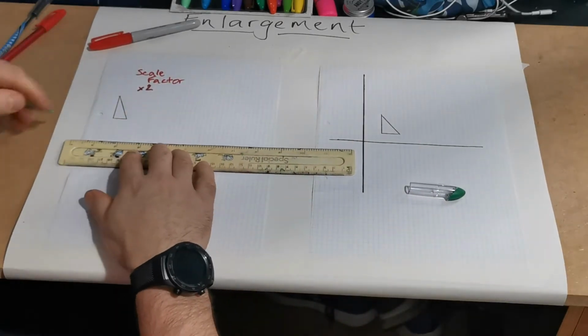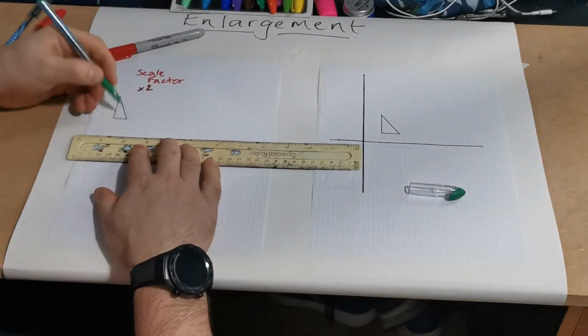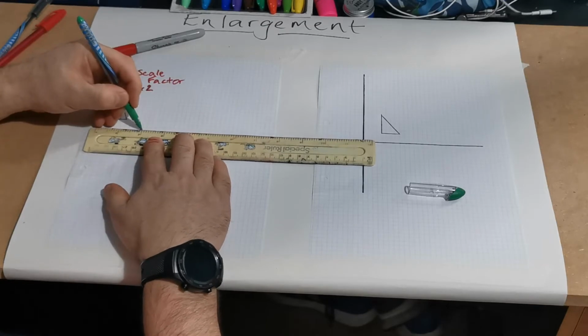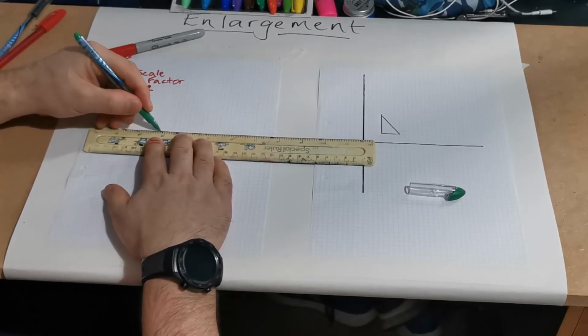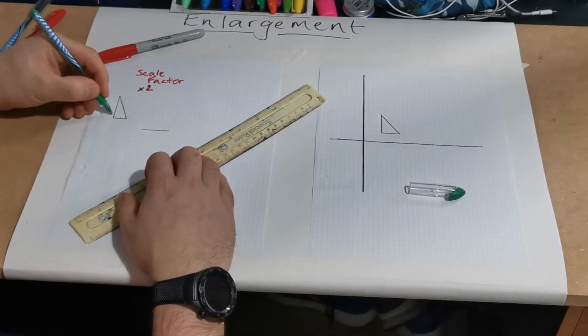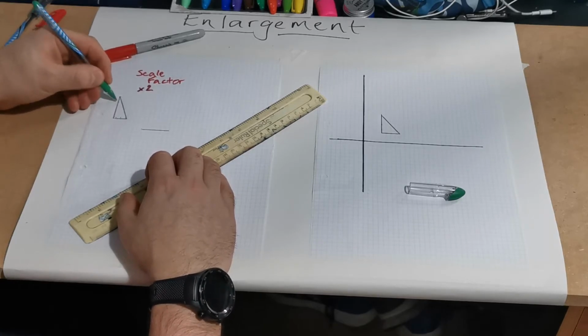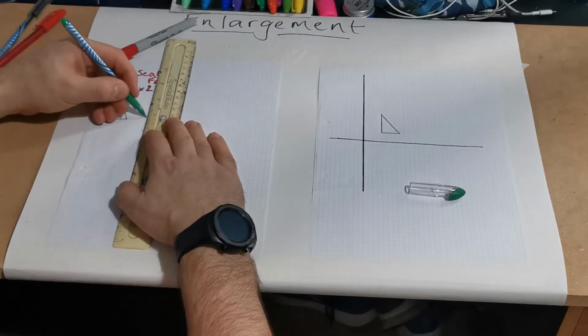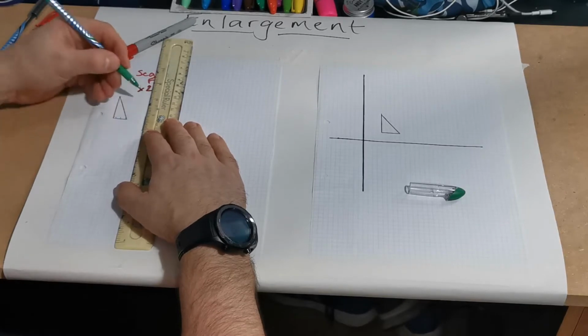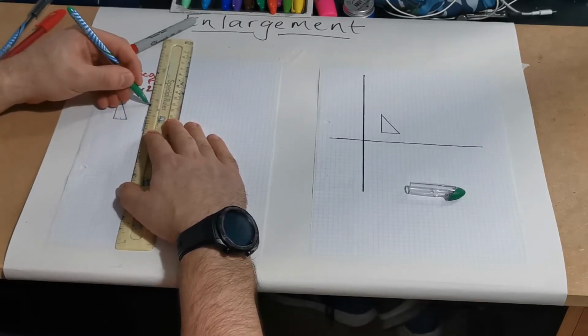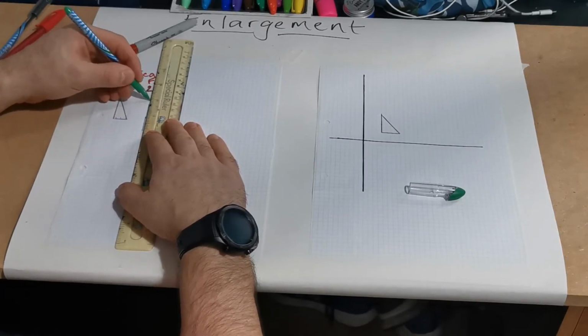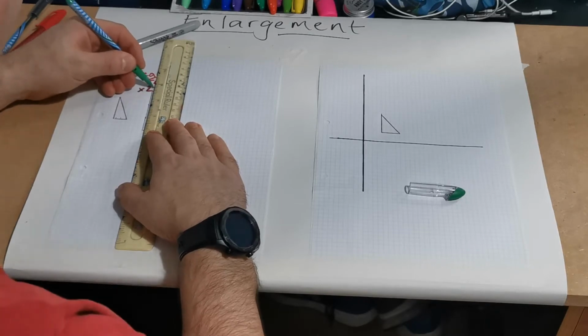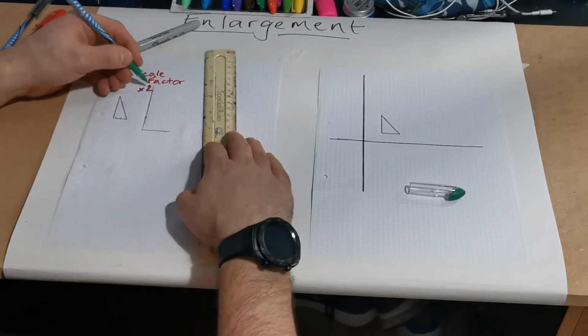So this one here is 1, 2, 3 squares long. So if I get 2 times long, I'm going to make it 6 squares long. And this one is 1, 2, 3, 4, 5, 6, 7. So I'm going to make that 14 squares long. 4, 8, 12, and another 2 in there.